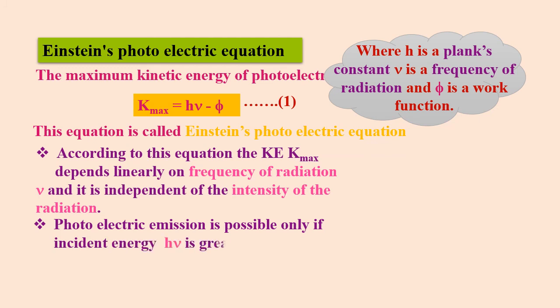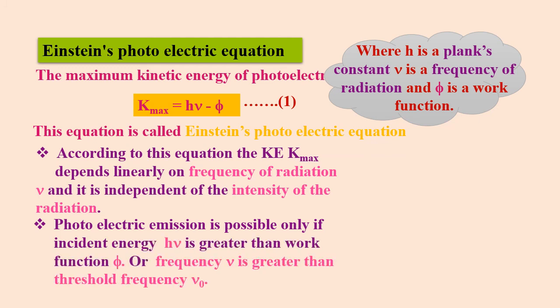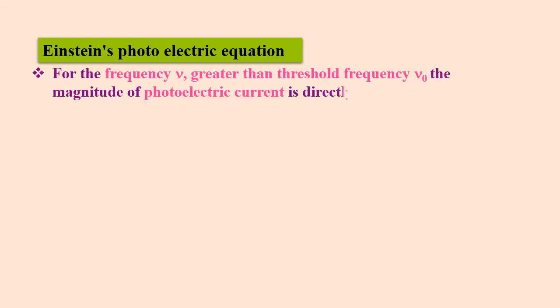Photoelectric emission is possible only if the incident energy hν is greater than the work function φ, or the frequency ν is greater than the threshold frequency ν0. For a frequency ν greater than the threshold frequency ν0, the magnitude of the photocurrent is directly proportional to the intensity of incident radiation. That means, if the incident frequency is more than the threshold frequency, then as the intensity increases, the photocurrent also increases.